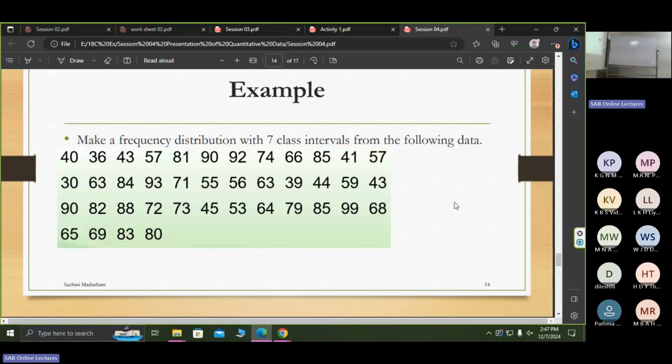How many class intervals? Using 7 class intervals. Understood? 7 class intervals. It means 7 groups are there. The first step is, using the data set, we find out which value is the highest value and which value is the lowest value. Searching the data set, we can find out what the maximum value and the minimum value are. What is the highest value in here? 99. Which one is the lowest value?